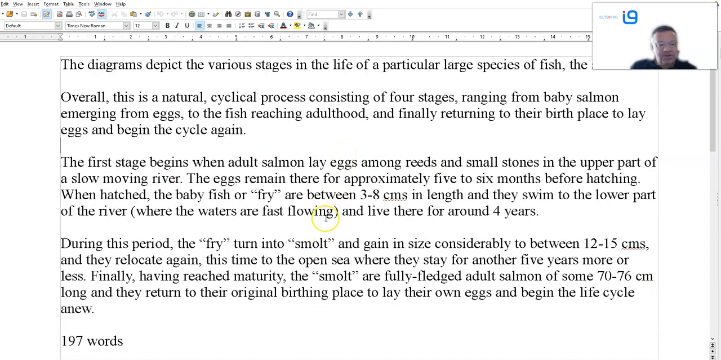So all that we're doing here is simply listing the stages using the detail in the diagrams, using sequencing words. So the first stage begins, before, then, when, during this period, finally, afterwards, etc. Right, so it's pretty straight. First stage begins, adult salmon lay eggs in a part of the river, 5 to 6 months. They hatch into baby fish or the fry. Then they turn into the smolt, gaining size, back to the open sea.